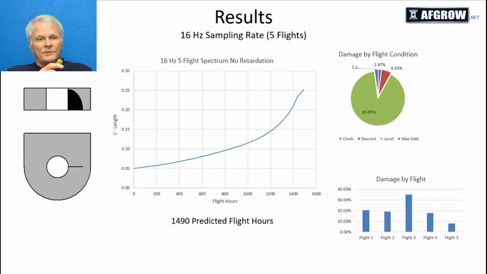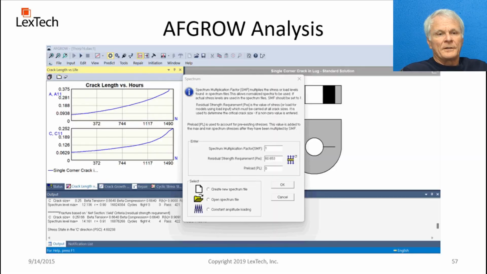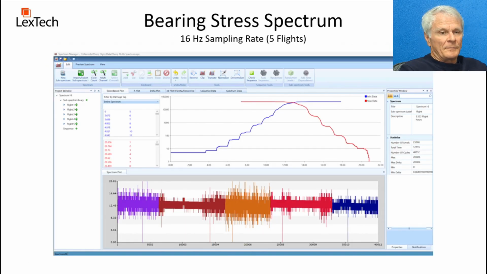And at the bottom right, you see the damage by flight for all 5 flights. The 3rd flight was the most damaging, and that was kind of apparent. When you look here, you can see that 3rd flight there looks much more damaging than the other 4.